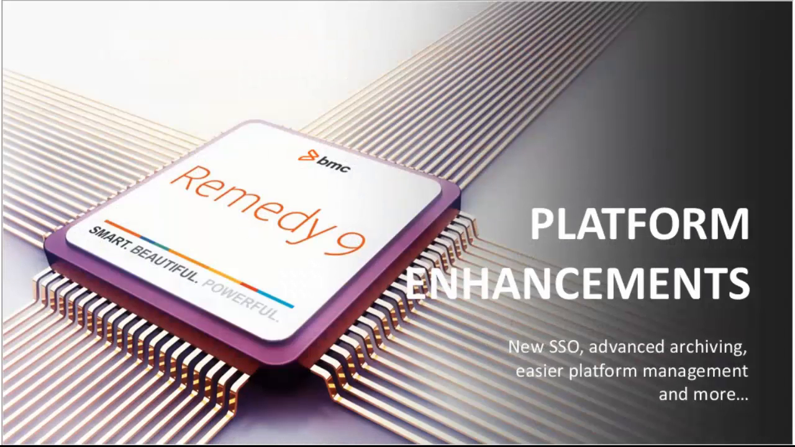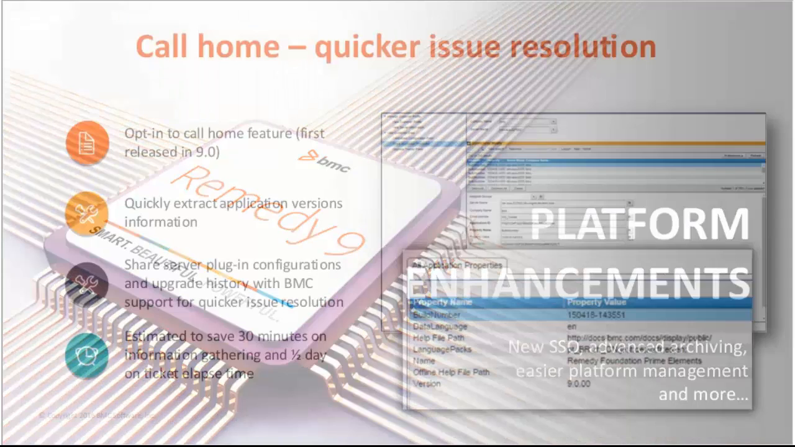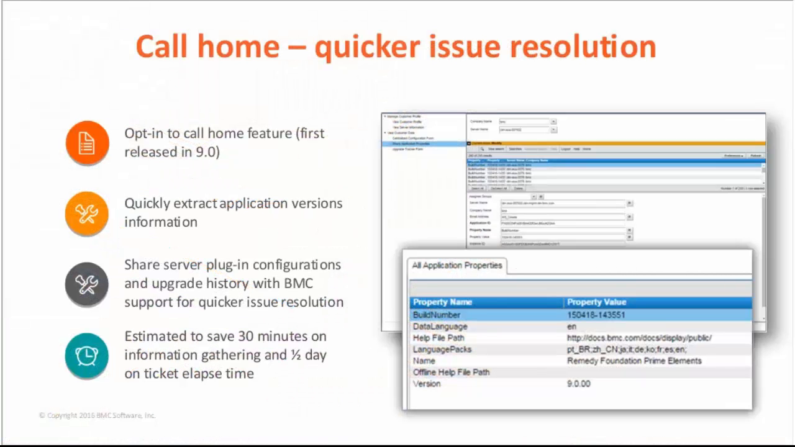So what's the pain really? Today, in the absence of Call Home, customers on average spend 30 minutes going through a 5-page PDF, and then they extract all of the version information for different components and send it to BMC support. And this on average adds half a day delay to the issue resolution process. So with this announcement, all of this information will be readily available to customers so that they can quickly share it with BMC support for a quicker resolution.